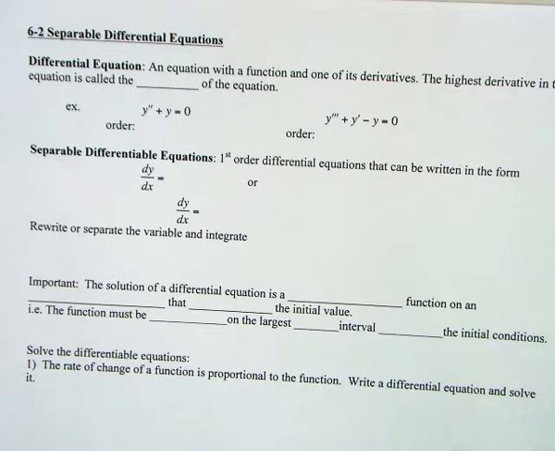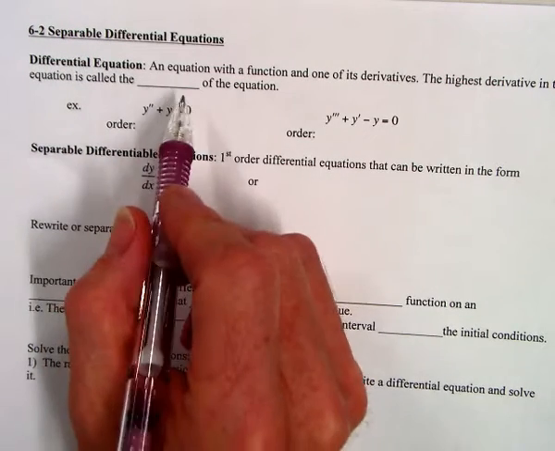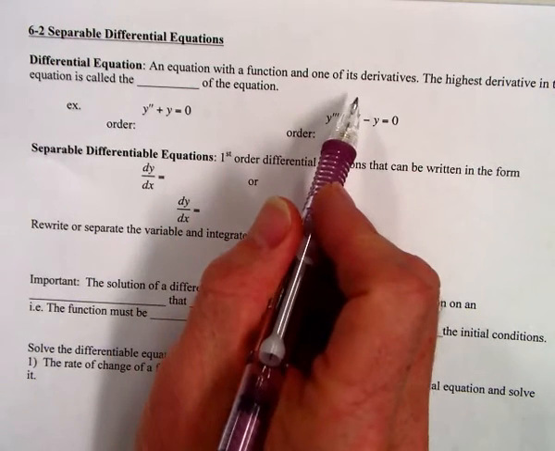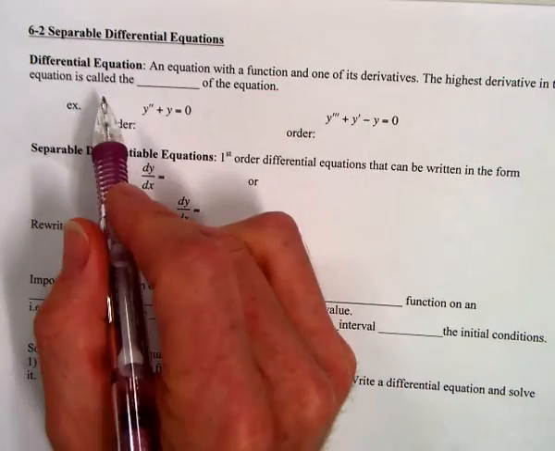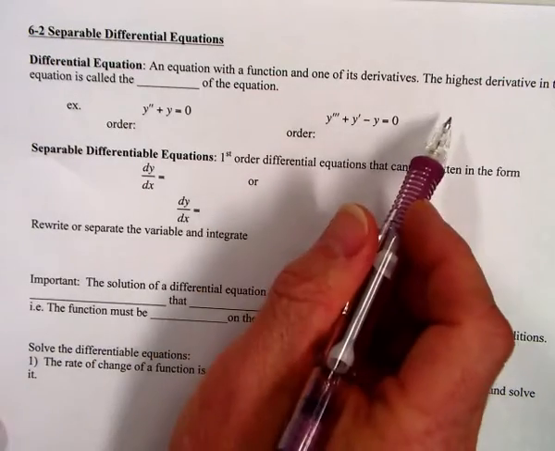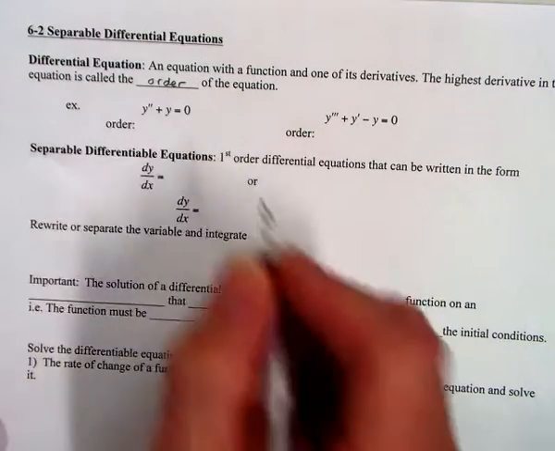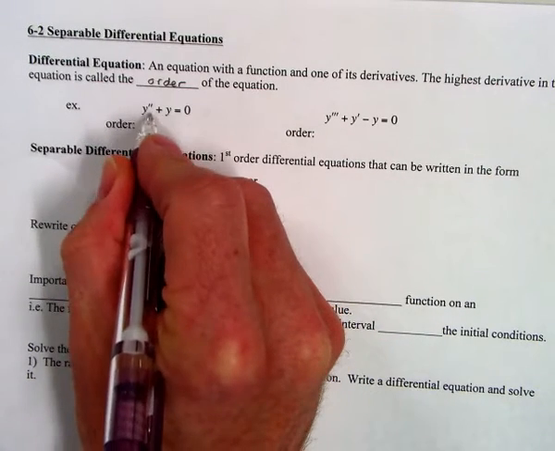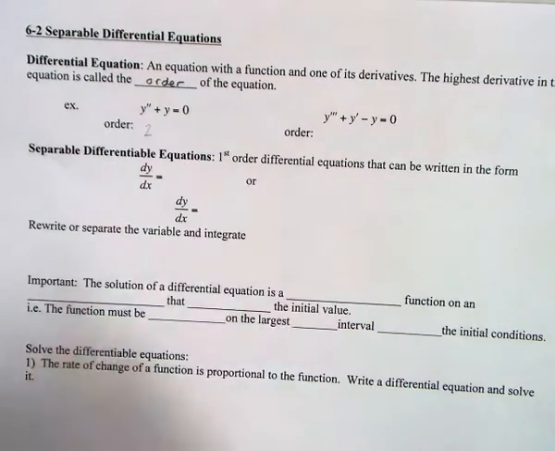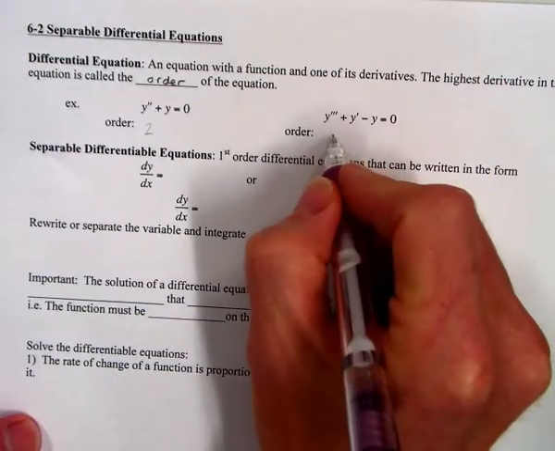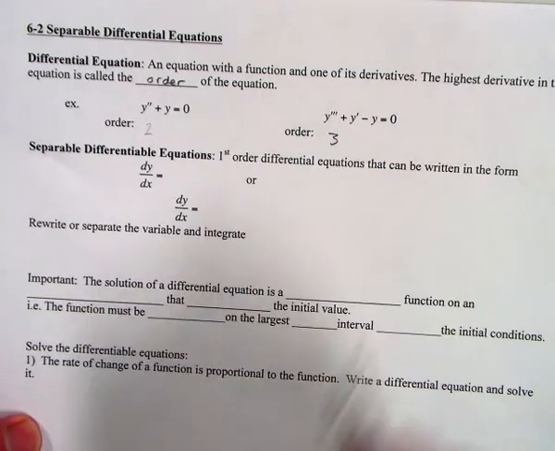All right, separable differential equations. I need to go over this a bit better. An equation with a function and one of its derivatives, that's the definition of a differential equation. The highest derivative in the equation is called the order of the equation. So when we look at this, this has a second derivative, so it's order 2. Over here has a third derivative, so it is order 3.